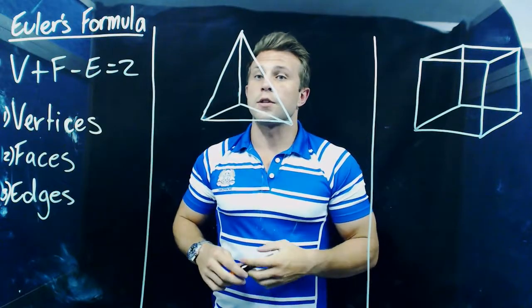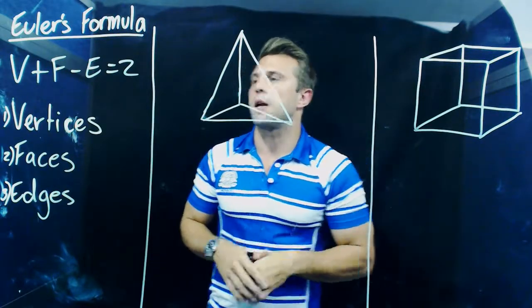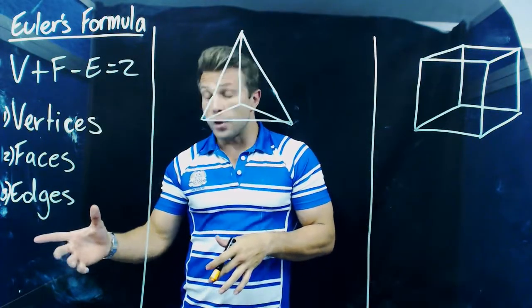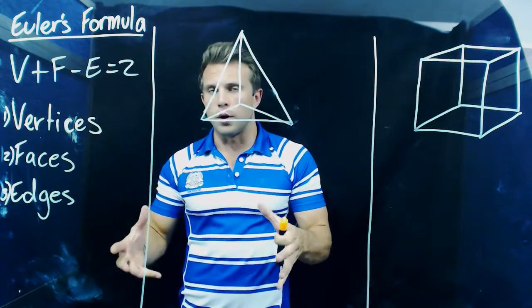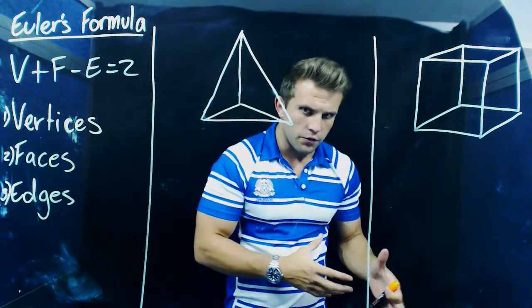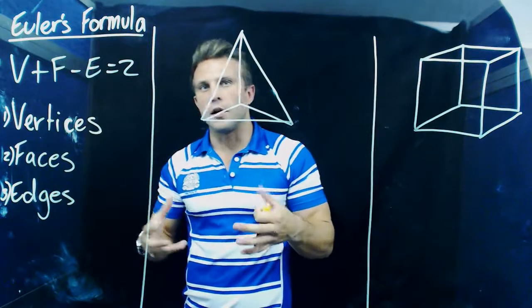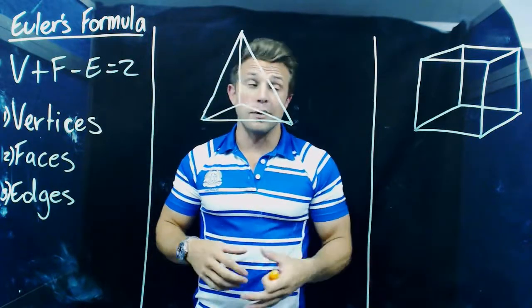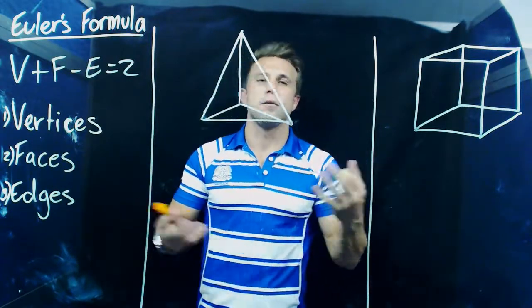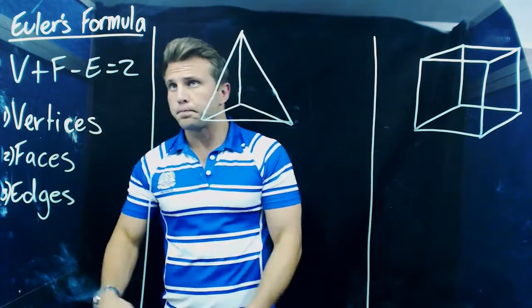Okay, so obviously we're moving on to 3D shapes now. Last unit we looked at 2D shapes. They're called polygons. We're moving on to polyhedra. Poly meaning many, hedra meaning faces. So obviously 3D shapes have many faces.